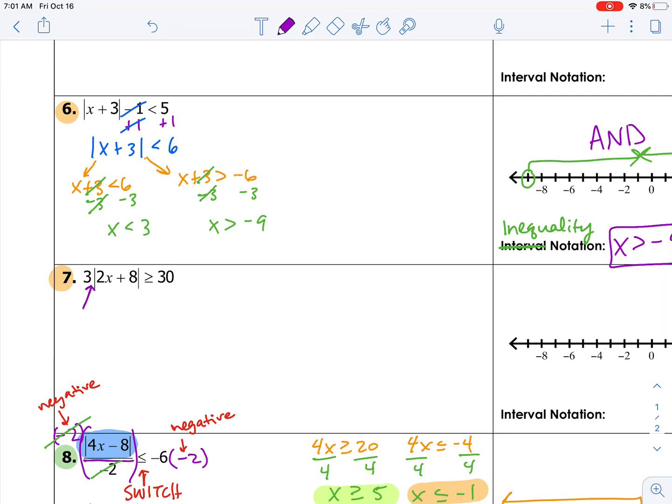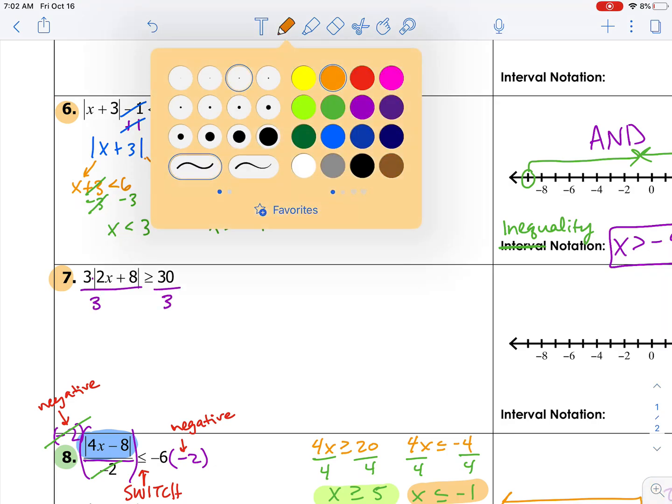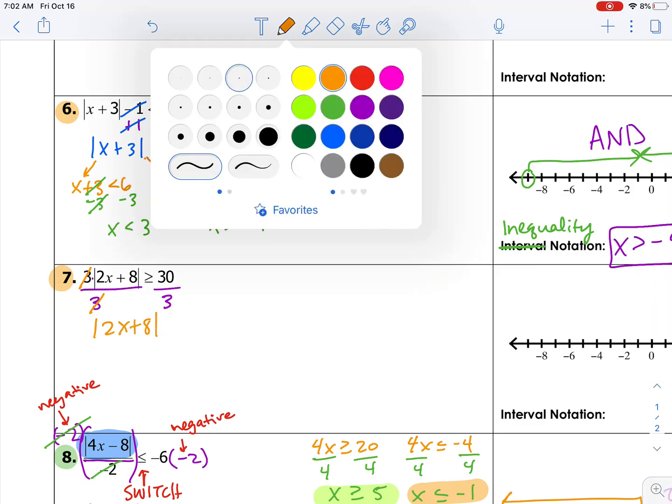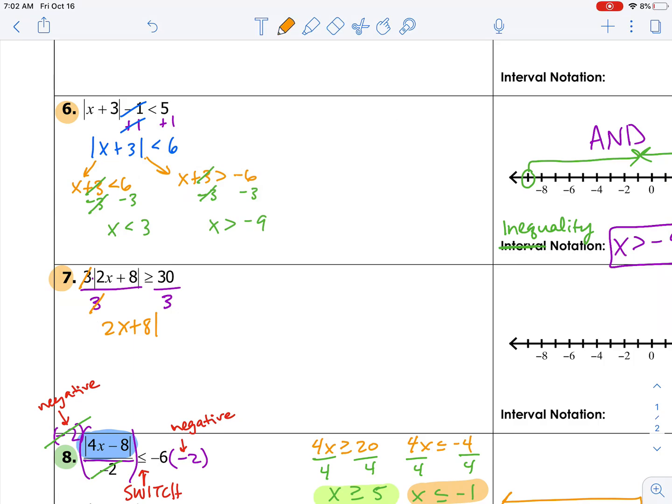For number 7, the operation that is happening between the 3 and the absolute value bar is multiplication. So we do not subtract 3 on both sides. To solve this one, we have to divide both sides by 3 to undo multiply by 3. So 3 divided by 3 cancels out. What we have left here, absolute value of 2x plus 8 is greater than or equal to 10.